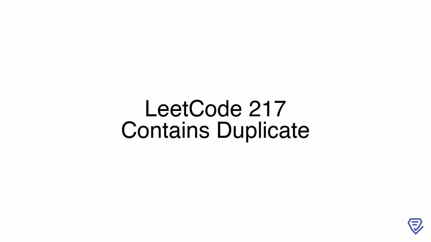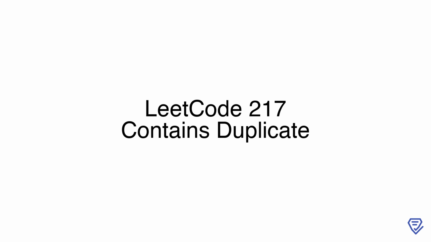Welcome. In this session, we'll be discussing problem number 217, Contains Duplicate. This problem is a classic example of working with arrays and hash maps, a core concept in programming. We'll explore a few approaches to solve it, starting from brute force and moving towards more efficient solutions.